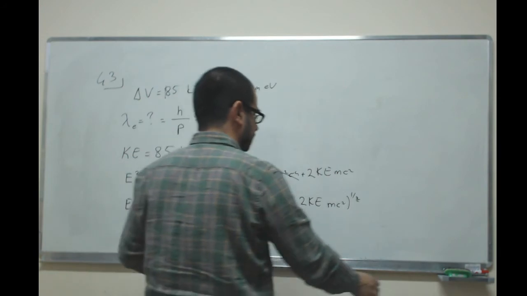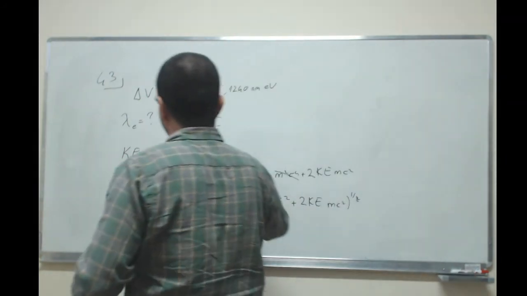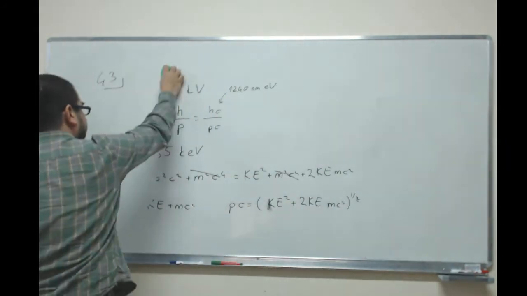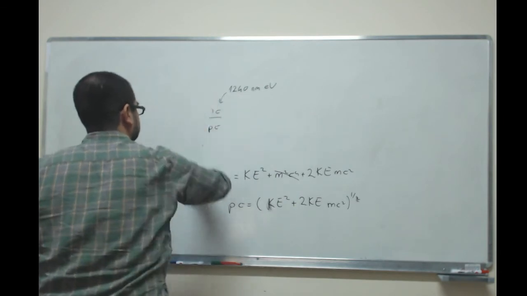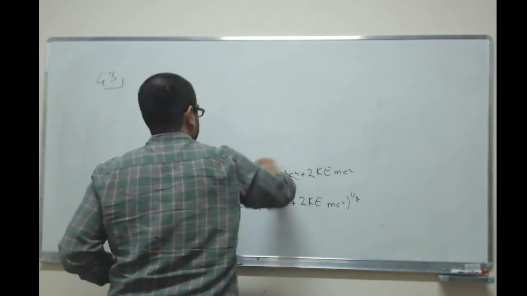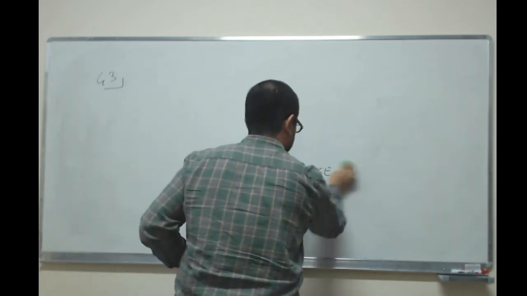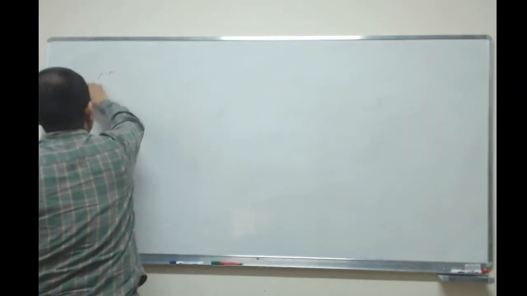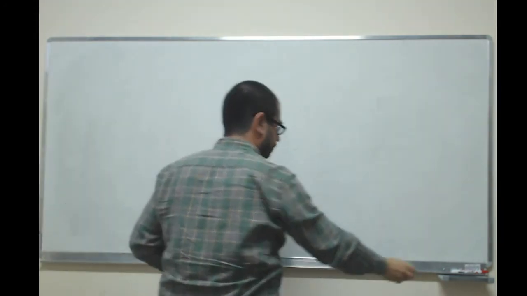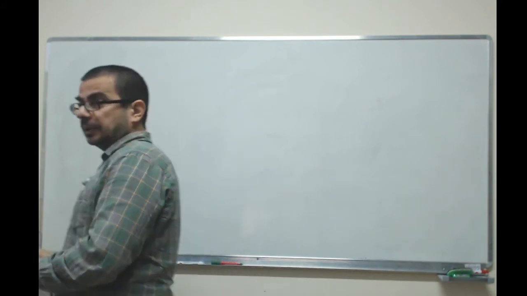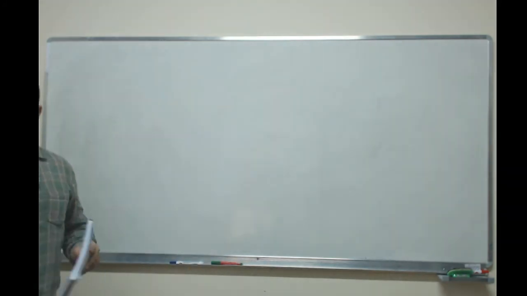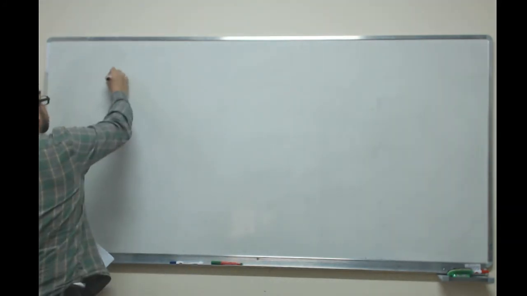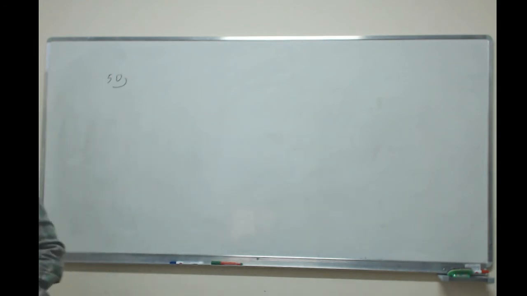Again, it's kind of similar. The electrons are accelerated through some potential difference. They gain some energy, and that leads to some wave effects, which are presented by the de Broglie formula. So these two problems are very similar to each other, kind of showing different aspects. Okay, so this is problem 50.